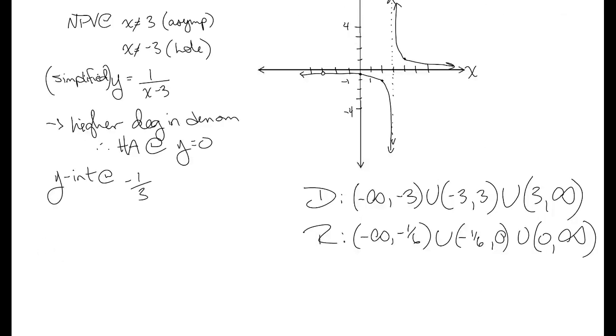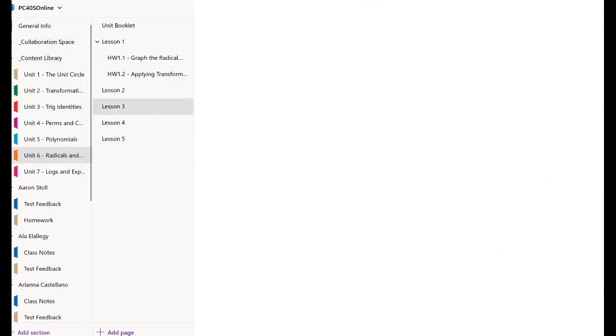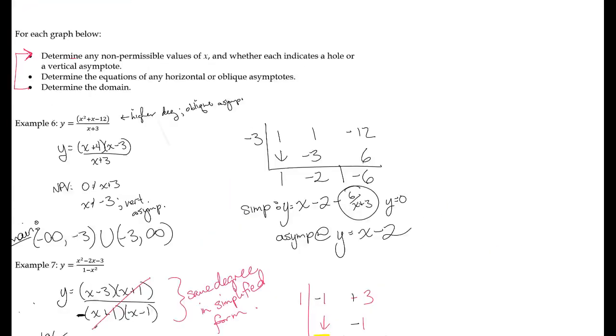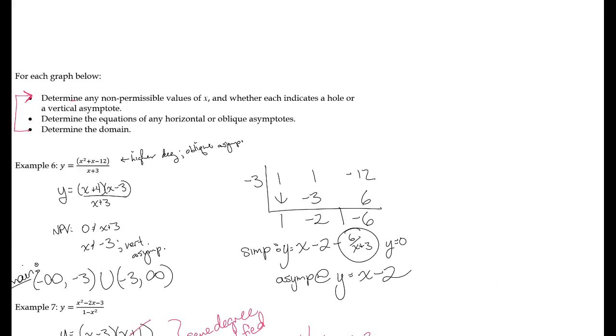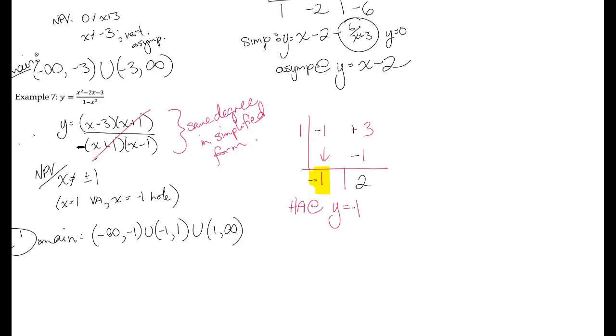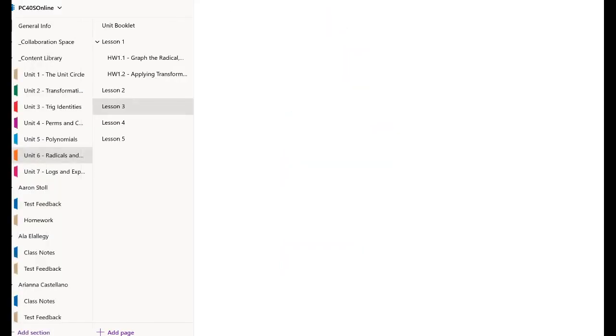And that is our last practice example. So there will be some homework to try, to make sure we're feeling comfortable with this idea. Key thing to remember, again, from the previous lesson, is that whole idea of higher degrees being obliques versus equal degrees being just a shifted horizontal asymptote. That's going to be something that you want to remember from lesson 3 as we work in lesson 4.